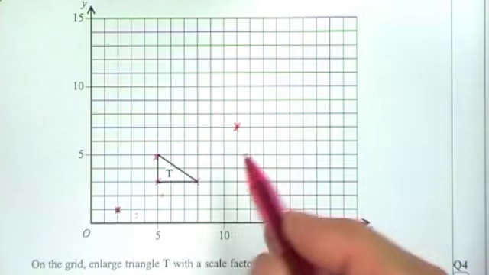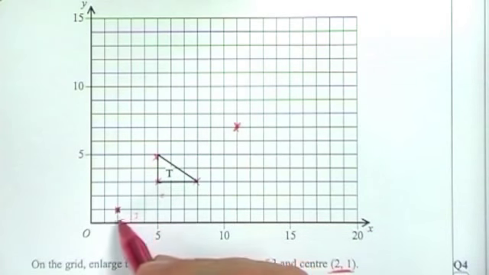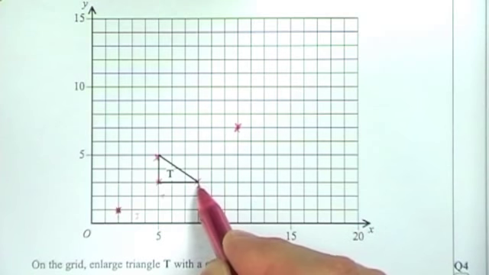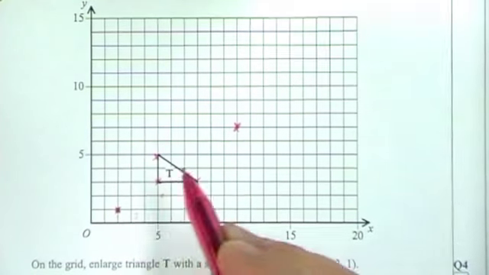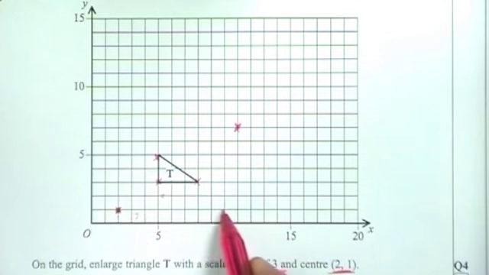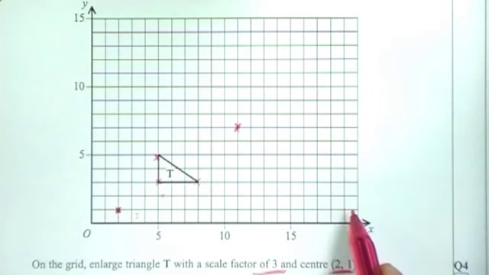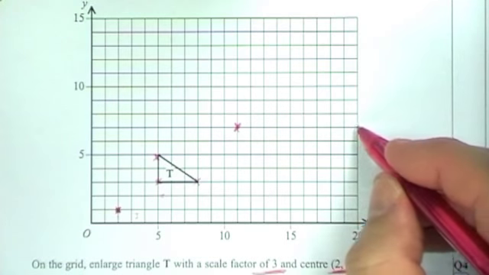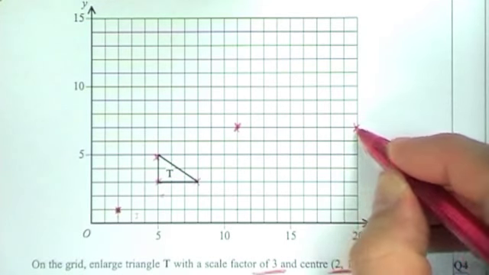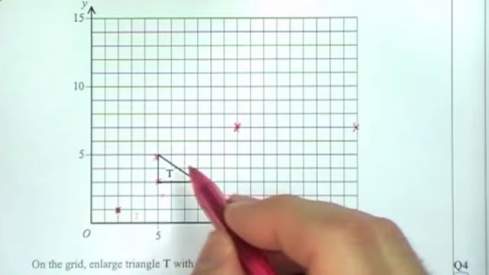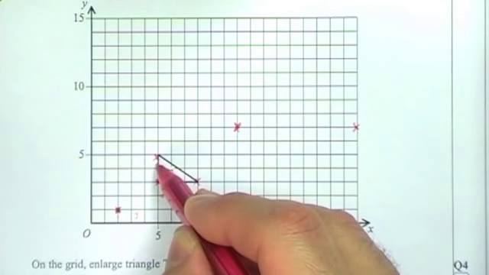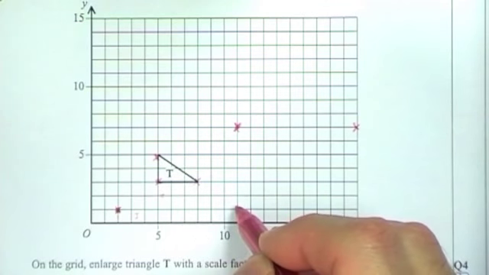point in our enlargement. Then this point here is, instead of being 6 along and 2 up, it's 3 times as far, so it's going to be 18 along and 6 up. So that's that point there. And then this last one here, instead of being 3 along and 4 up, it's going to be 9 along, and 4 times 3 is 12 up.